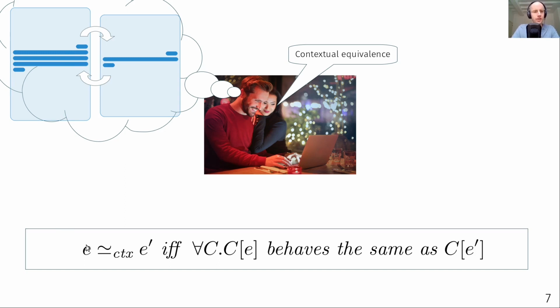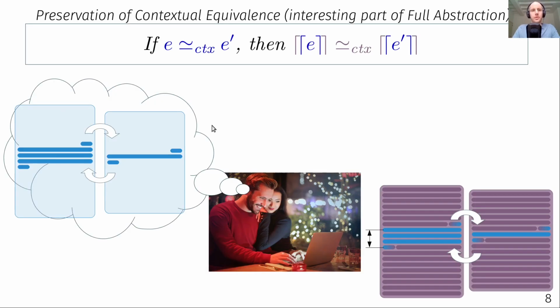So formally, E is equivalent to E prime if and only if, for every context C, so that's a program with a hole in it, you can plug in either E or E prime, and we'll obtain two programs that behave the same. And then what we want to do is enforce that this contextual equivalence is preserved. So if E and E prime are equivalent, then so must be their embeddings.